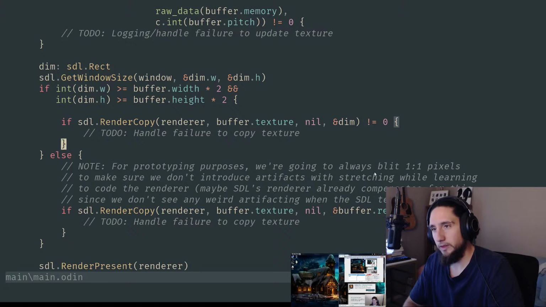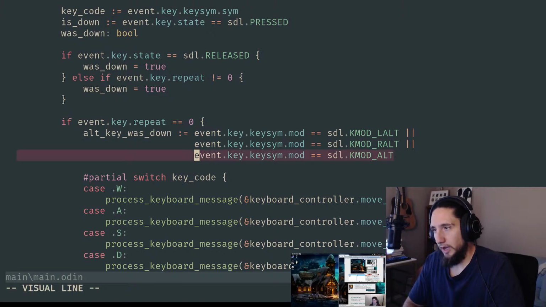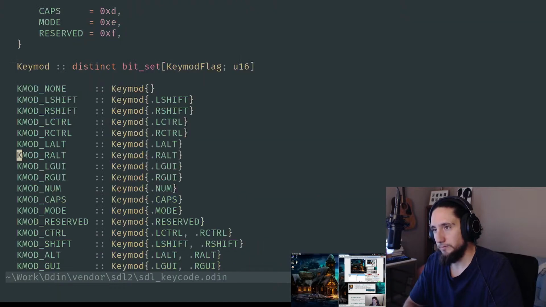So that was that. And then the Alt key thing was a little weird. So this was the only check I had to see if the key modifier that was currently down was keymod alt. But it turns out there's these two others, L alt and R alt, which actually map to these keymod flag bit sets, one corresponding to left alt and right alt. It's just a bit strange.